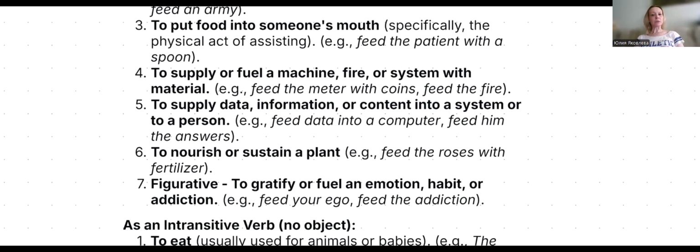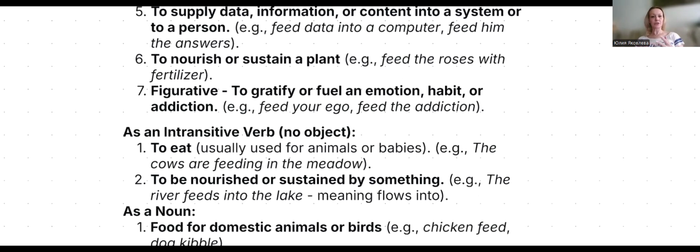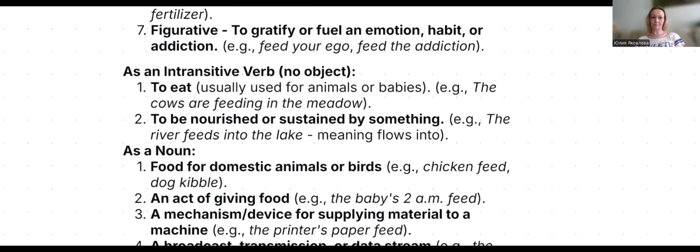Feed can also be an intransitive verb, which means it does not need any object. For example, just to eat. Simply used, for example, when we talk about animals or babies. So the cows are feeding in the meadow. It means that they are in the meadow, this open space, beautiful place outdoors with grass, eating grass actually without anybody helping them to do that.